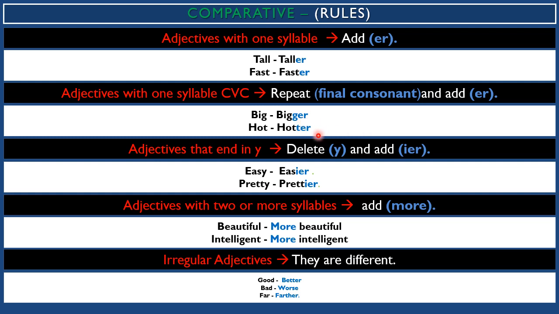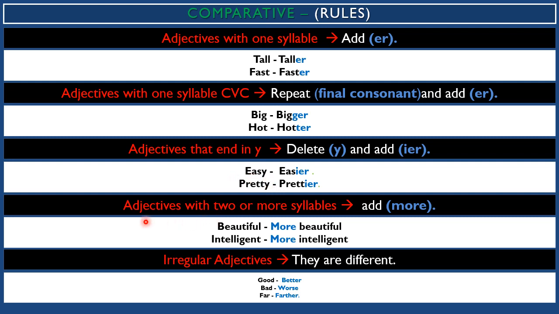Don't say more big and don't say more hot. Say bigger and hotter. For the third one, we have adjectives that end in Y. In this case, we delete Y and add IER. For example, easy, easier, pretty, prettier. So here we just delete Y and add IER. Here we don't say more easy, we don't say more pretty. No, we say easier and prettier because these adjectives have Y at the end.